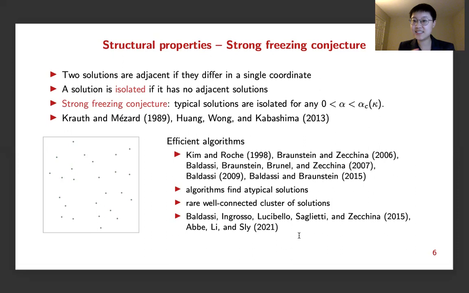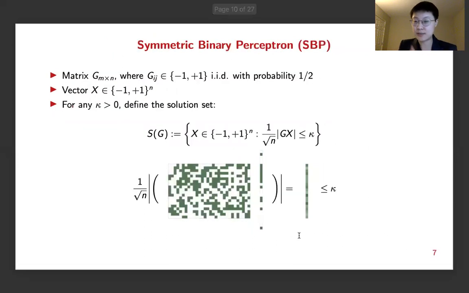Okay, so as indicated in the title, we're going to talk about the symmetric perceptron. So now let's talk about the symmetric binary perceptron. For the symmetric binary perceptron, we have the same model for the matrix and vector. It's just that we look at a symmetrized version of the inequalities. We require that the matrix G times the vector X, absolute value of that, normalized by 1 over root n, is less than or equal to kappa. So compared to before, we add in the absolute value and we reverse the sign of the inequality. We want each entry of this to be less than or equal to kappa.